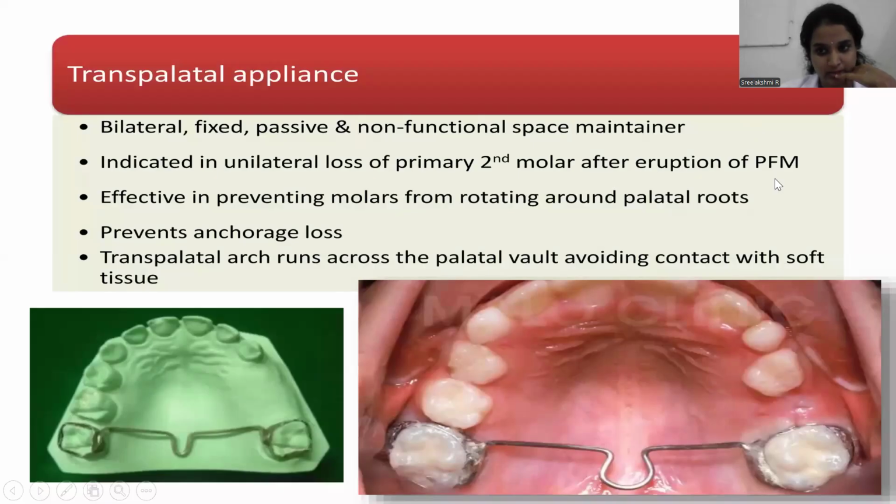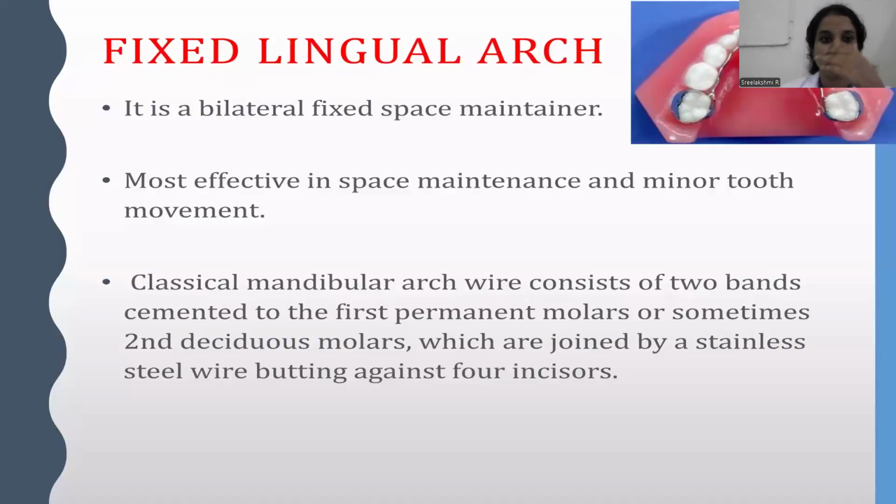Next is transpalatal arch. Transpalatal arch is also a bilateral fixed passive non-functional space maintainer. It is indicated if there is a unilateral loss of the second primary molar after the eruption of the permanent first molar. Second primary molar has been prematurely lost after the eruption of permanent first molar. In such cases, we can give the transpalatal arch. It is effective in preventing the molars from rotating around the palatal roots. It prevents anchorage loss. Transpalatal arch runs across the palatal wall, avoiding contact with the soft tissues.